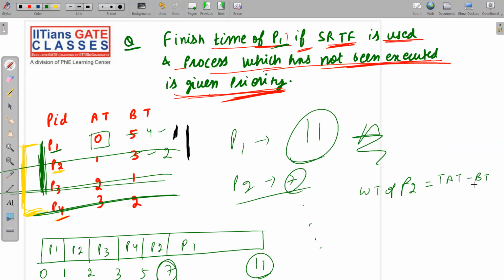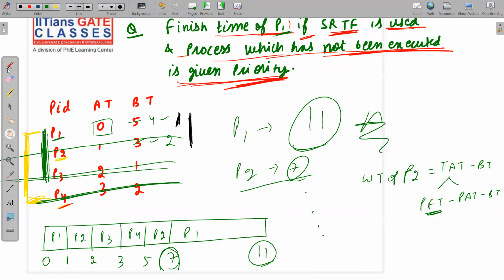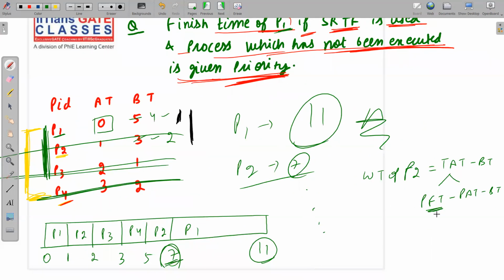Turnaround time minus burst time. Okay, so what is the turnaround time? Turnaround time is process finish time minus process arrival time, and then minus burst time. Finish time: when P2 is going to be finished, P2 is going to be finished at 7. So 7 minus arrival time, when P2 arrived in the system at time 1.